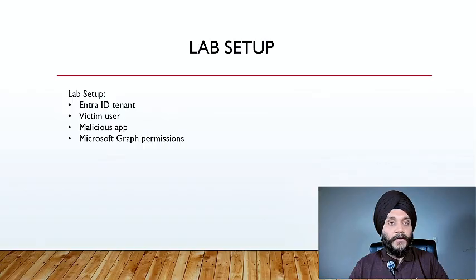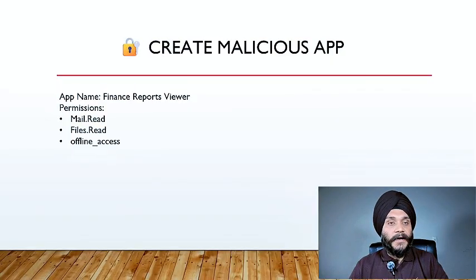In this F11.ca lab, experiment 16, I built a safe environment using a Microsoft Entra ID tenant, a victim account, and a malicious OAuth app. Let's walk through exactly how this works. First, I created an app registration. I gave it a believable name like Finance Reports Viewer. Then I added permissions like Mail.Read and Files.Read, enough to access sensitive data.